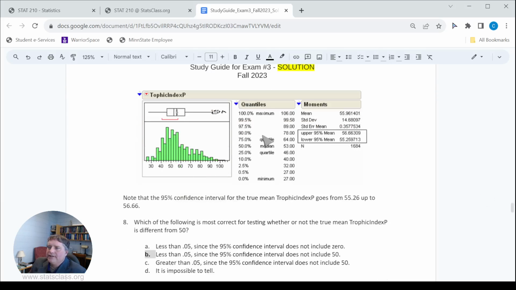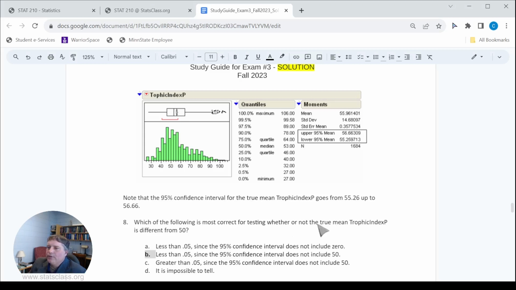Here's the summary. In the 1,600 lakes, the average trophic index P is 55.96. The confidence interval goes from 55 to 56. Pretty tight confidence interval, mostly because my sample size is so large. So my margin of error is really small here. Margin of error is going to be 56.66 minus the 55.96, right? It's just the distance from the upper back to the middle. Again, the margin of error is small because my sample size is so large.